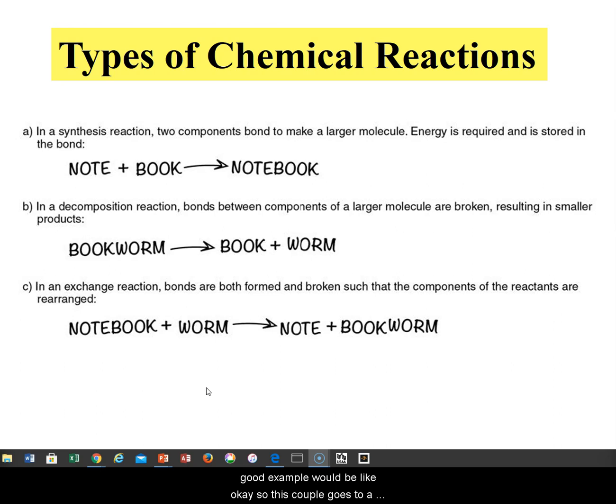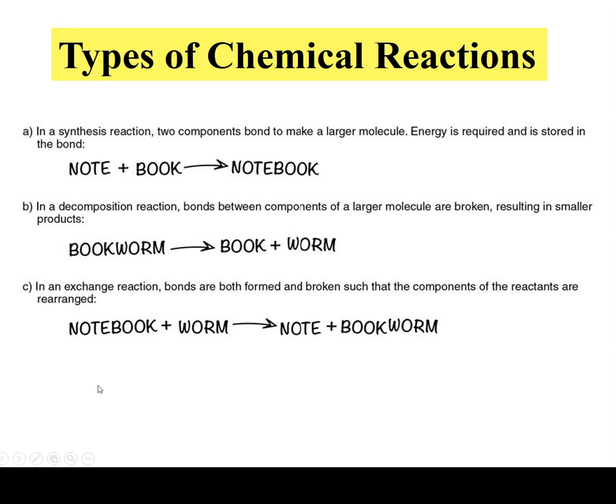A good example would be like, okay, so this couple goes to a dance, and this other couple, and during one dance they decide to switch partners, and so you have two different partners made up from the two original dance couples. The sum of all chemical reactions in an organism is called metabolism.